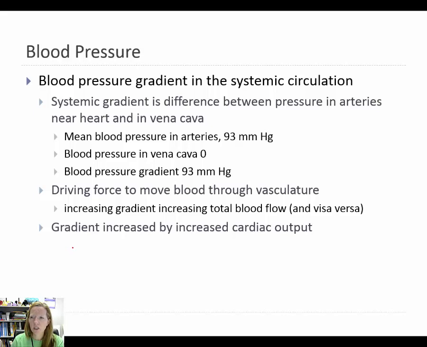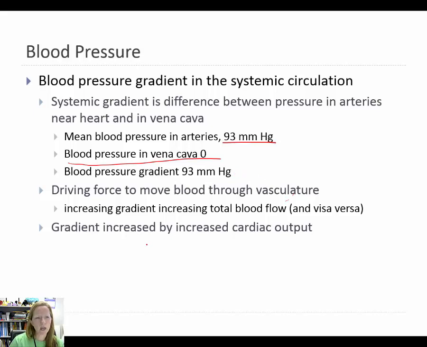So let's take a look and sum up blood pressure. Again, the blood pressure gradient in the systemic circuit is mainly going to be the difference between what you have in the arteries, the MAP that we talked about, the mean arterial pressure, and the blood pressure in the vena cava, which is going to be 0. So the blood pressure gradient across the systemic circuit is going to be 93 millimeters of mercury.